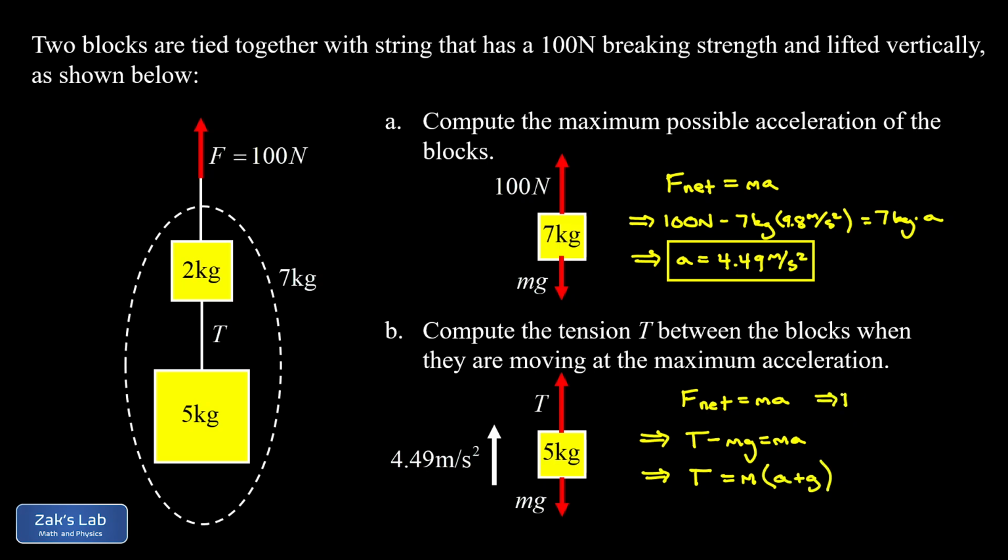So now we just sub in the numbers. So T is going to be 5 kilograms times a, which is 4.49 meters per second squared, and then g, which is 9.8 meters per second squared. And when I run the numbers on this to 3 significant digits, I get 71.5 newtons.